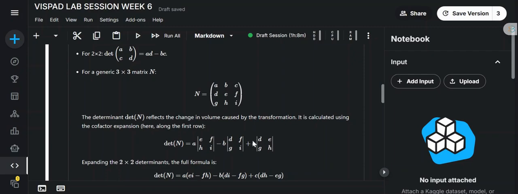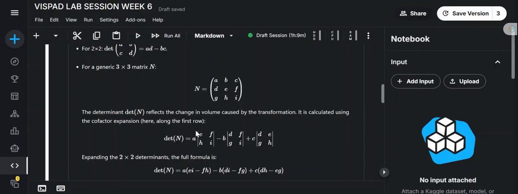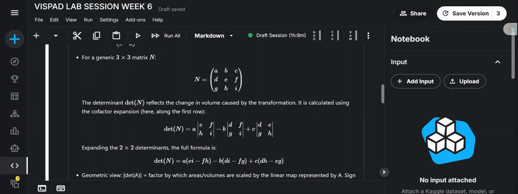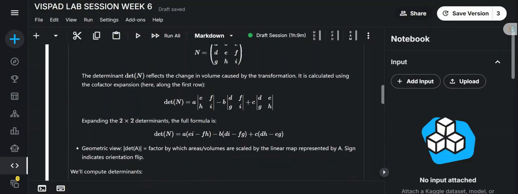So it becomes C times what? C times the determinant of what? D, G, E, H. Good. So that's simply how to find the determinant of a 3 by 3 matrix.